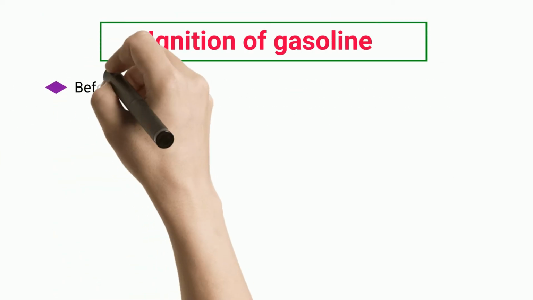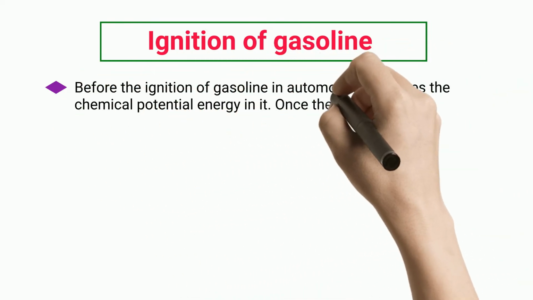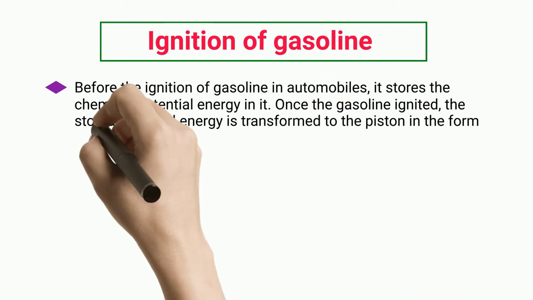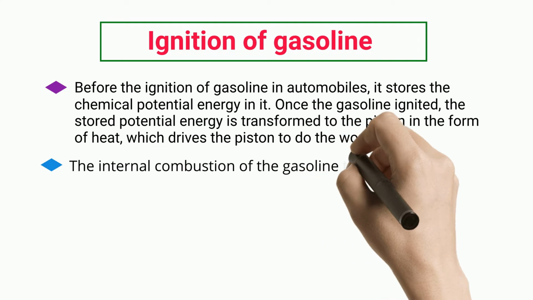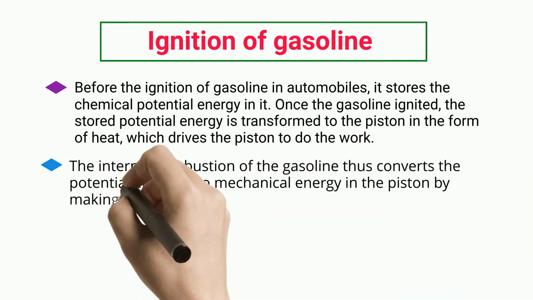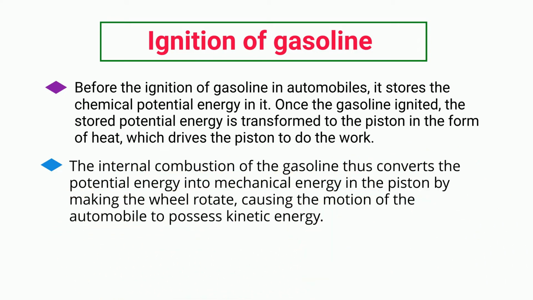Ignition of gasoline. Before the ignition of gasoline in automobiles, it stores the chemical potential energy in it. Once the gasoline is ignited, the stored potential energy is transformed to the piston in the form of heat, which drives the piston to do the work. The internal combustion of the gasoline thus converts the potential energy into mechanical energy in the piston by making the wheel rotate, causing the motion of the automobile to possess kinetic energy.